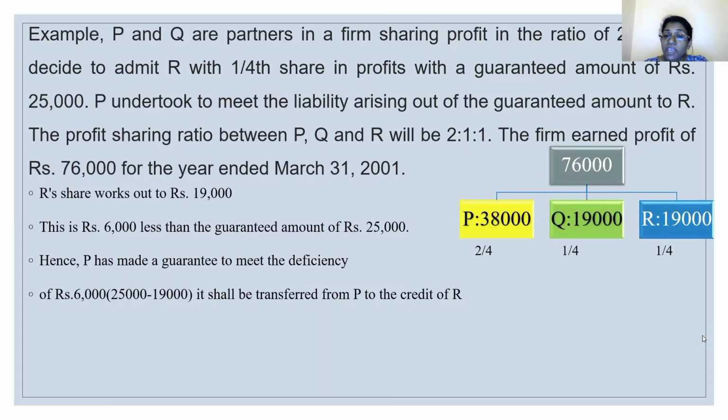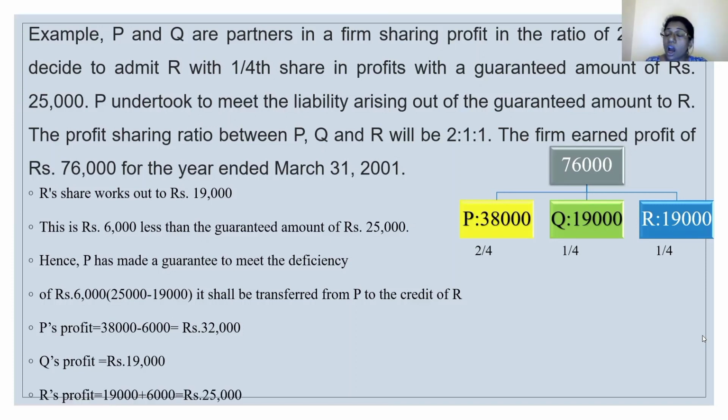So how will P make it up? Normally P would be allowed 38,000 as the profit, but he has to give 6,000 to R to fulfill his profit share of 25,000. So from the 38,000, we are going to deduct 6,000, and P is only allowed to earn 32,000. Q's share is not changing. It is 19,000. But for R's profit, we are going to add this 6,000 received from P. So R will finally earn 25,000. The new profit would be 32,000, 19,000, and 25,000.